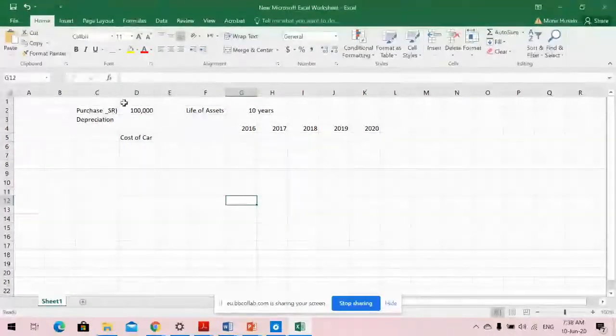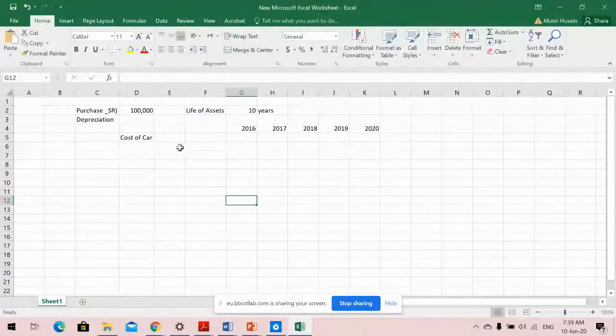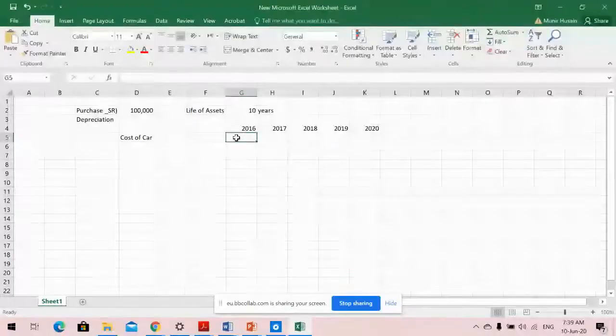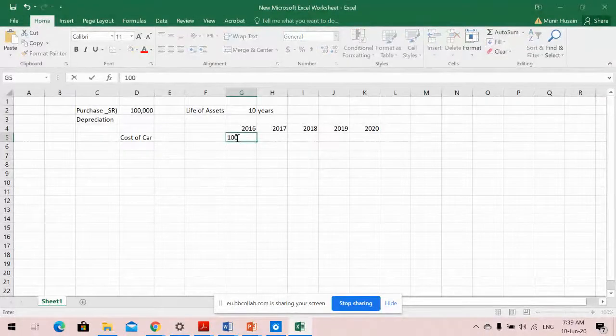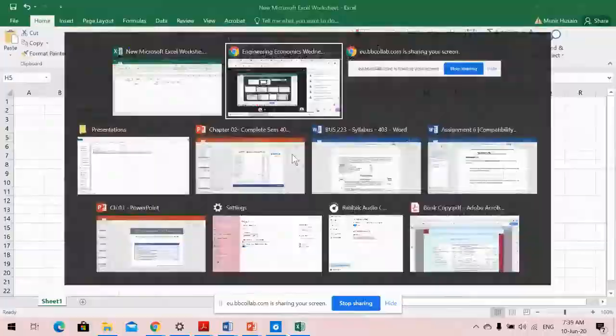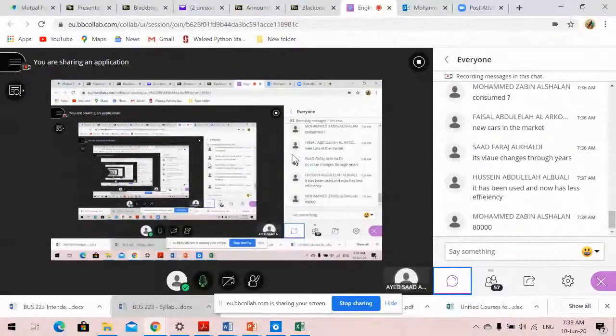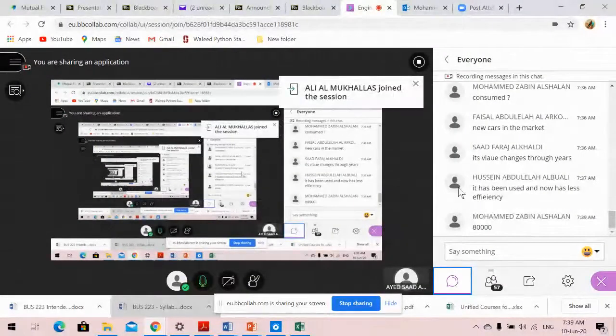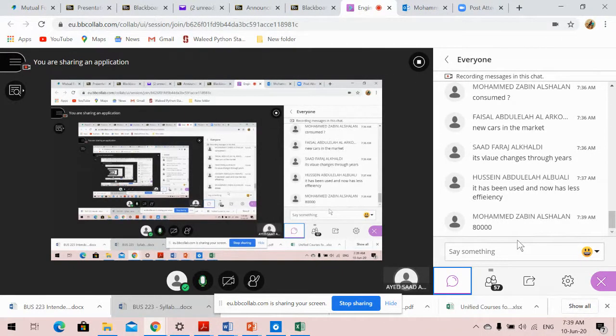So now, the cost of the car in 2016 is how much? 100,000, we purchased it. What will be the value in 2017? Can someone tell me? As you said, 80,000. Muhammad, yes. Anyone else? Any answer?